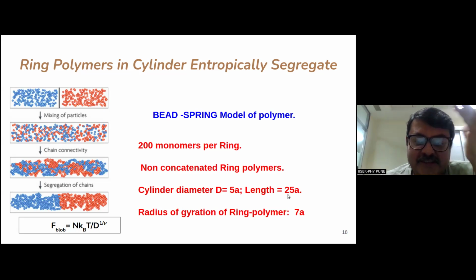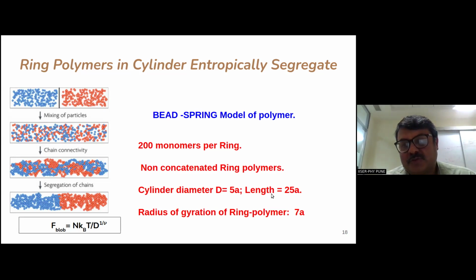before it divides, the bacterial cell goes from 1:2.5 aspect ratio to 1:5. Here we are taking two full ring polymers, like two full daughter DNA. So we're maintaining the same length. Radius of gyration is an estimate of the size of the ring polymer in free space. The diameter will be actually 14A, whereas the cylinder diameter is 5A, which means it's highly confined.